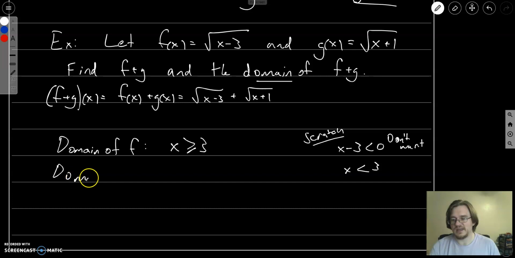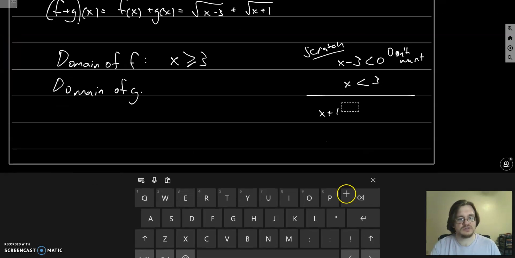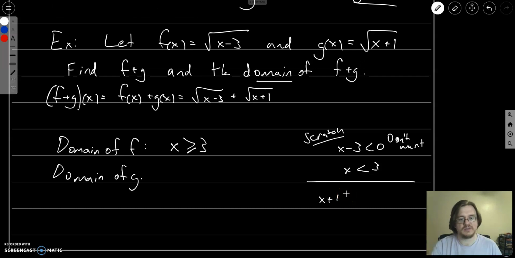If we look at the domain of g, on the other hand, we can't be taking the square root of a negative number. So I want x plus 1 to certainly be a positive number, so I can't let it be negative. This is again what we don't want. So if I subtract 1 from both sides, I'll get that x is less than negative 1. Well, this is what we don't want. So if x can't be less than negative 1, x has to be greater than or equal to negative 1.